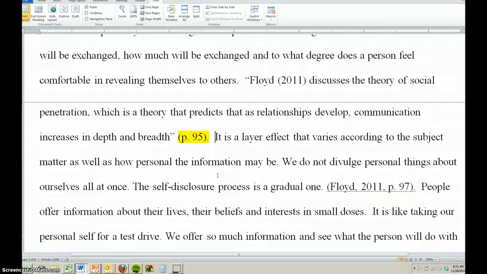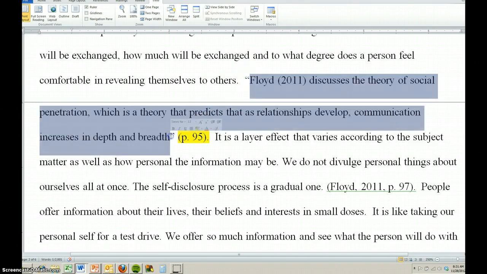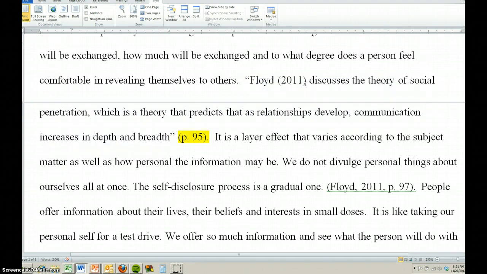And it says social penetration theory, a theory that predicts that as relationships develop, communication increases in breadth and depth. Okay, so here's the problem: you have a quotation mark right here and a quotation mark right here. This indicates that this entire sentence is in this book, but clearly it's not. It would be weird because if Floyd was referring to himself, that would be odd probably. So we can probably guess that this quotation mark does not belong there. So I'm going to delete that one.